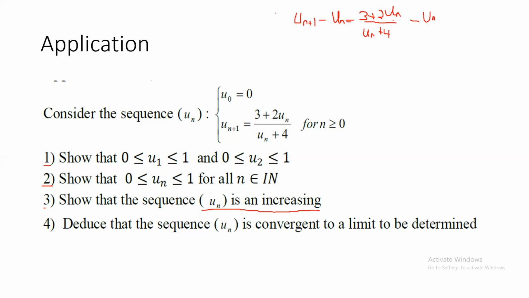So part 3, we need to prove that UN is increasing. I take the difference UN plus 1 minus UN. We replace UN plus 1 by its value. We take the LCM, UN plus 4: 3 plus 2 UN minus U squared N minus 4 UN.